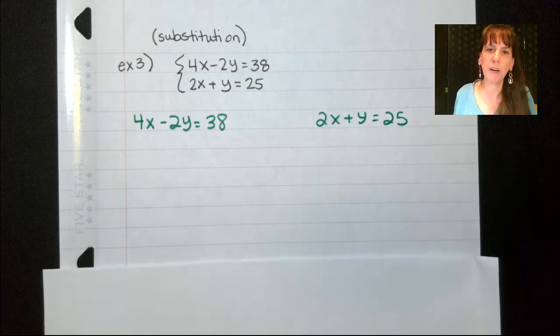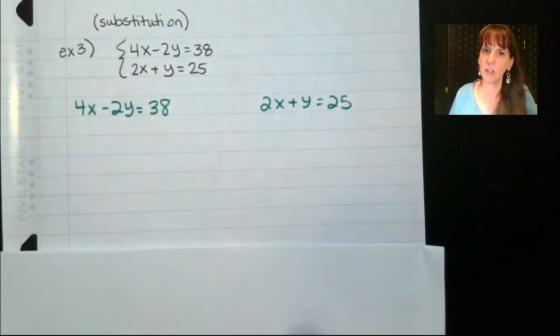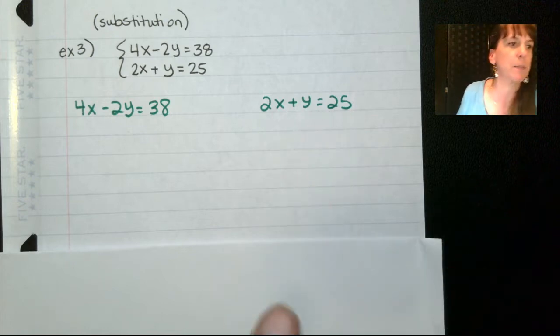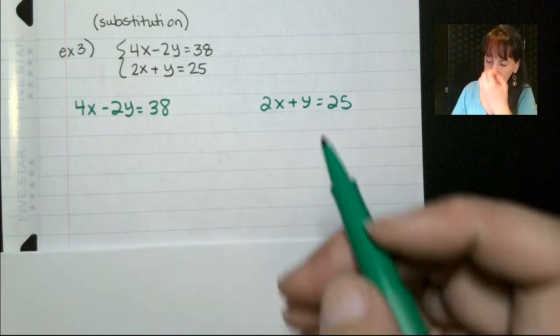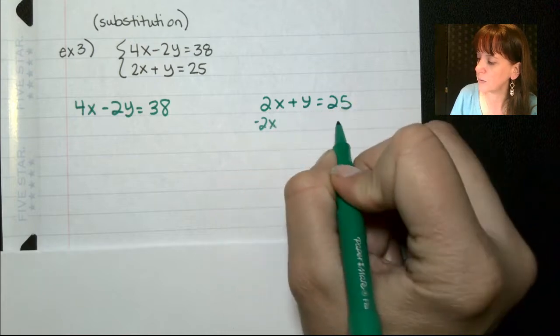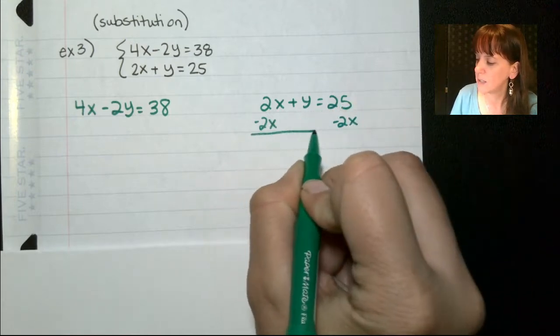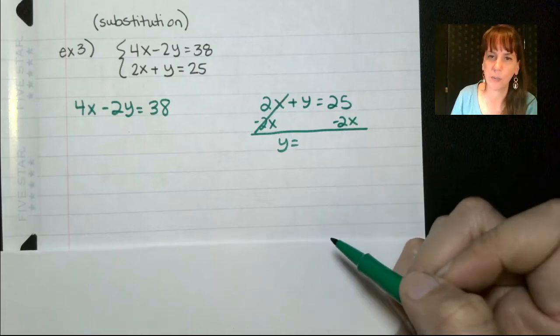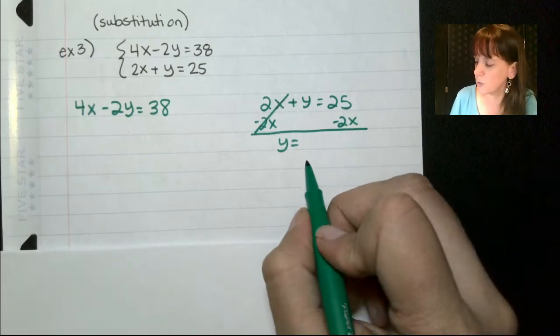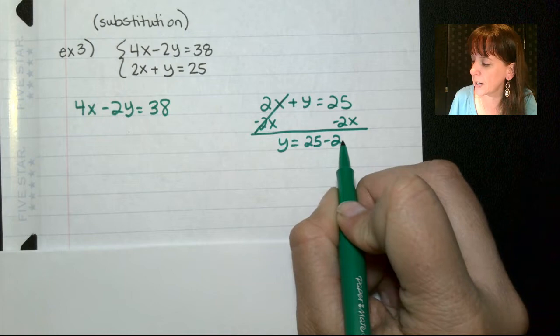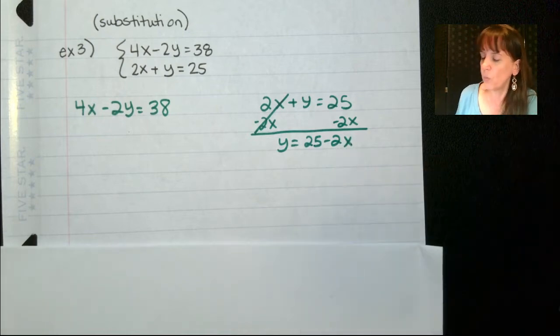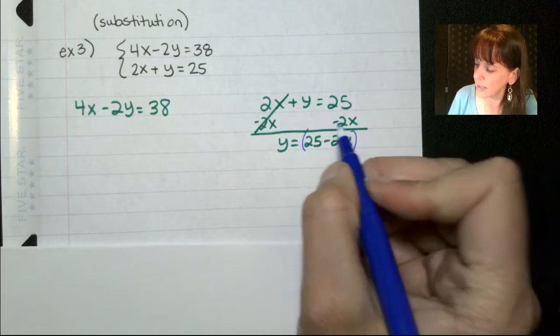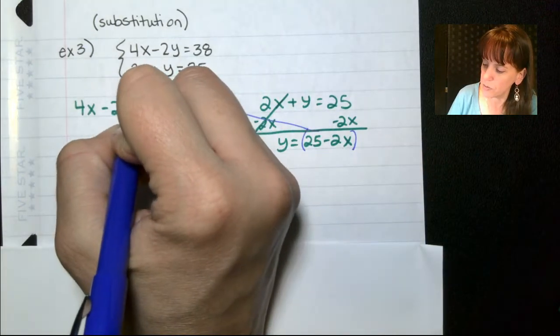So of those 4 variables, I think the easiest one to get alone is going to be this y right here. So if we do that, we're going to need to minus 2x from both sides. So again, that's y equals, you can't have 23x here because those are not like terms. You just have to do 25 minus 2x, just like that. So y equals all this garbage here. So we're going to take that garbage and put that right there.